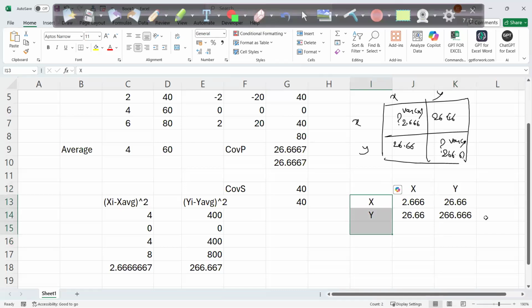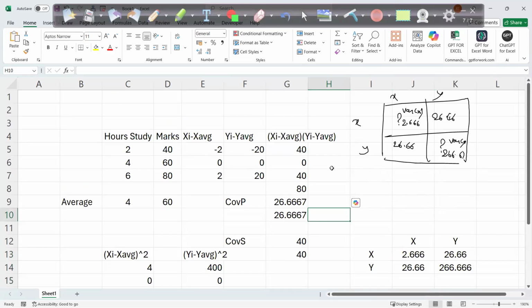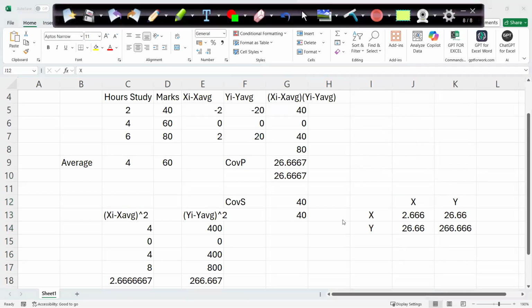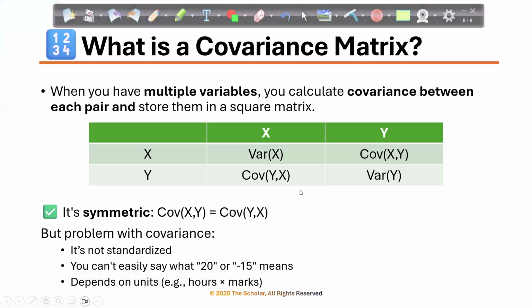Are you guys clear with this covariance matrix, all of you? As of now, I am having only 2 features. If I am having 10 features, it will be a 10 cross 10 matrix, right? As of now, we have only x and y. Suppose I have x1, x2, x3, x4. So automatically my matrix size will increase. Okay. So that is the idea. When you have multiple variables, you calculate covariance between each pair and store them in the square matrix. That is known as covariance matrix. It's symmetric. Covariance of x, y is equal to covariance of y, x.